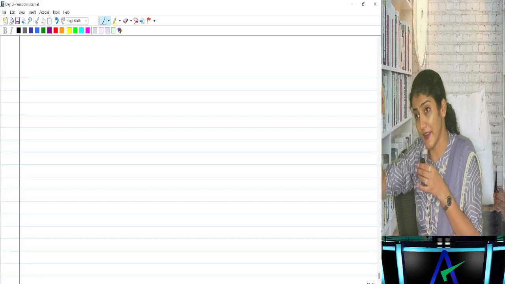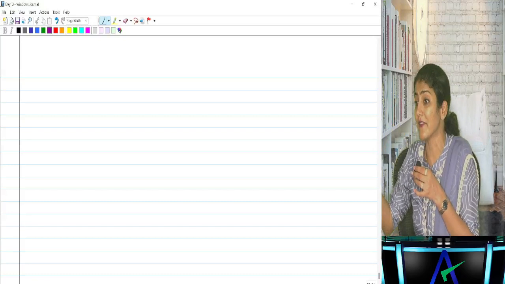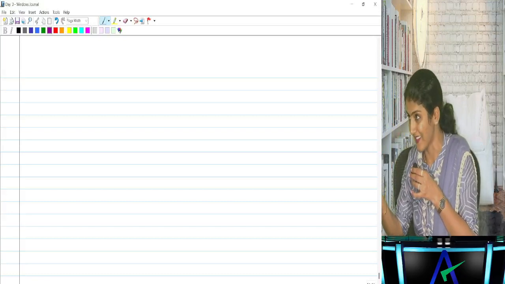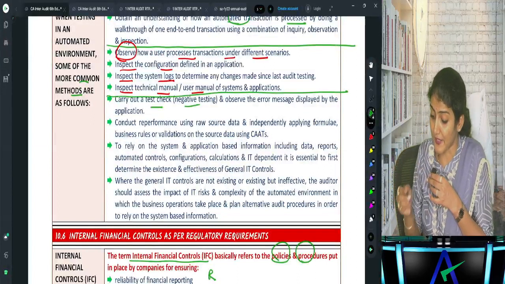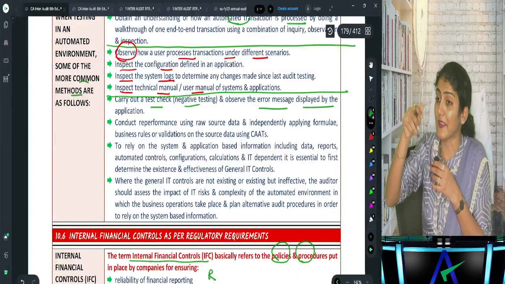Do I have the inventory list of Myntra? Yes, I have the inventory list. I'm the auditor of Myntra. You understand that? So what does it say? Do the test check, do the negative testing and observe the error message displayed by the application.